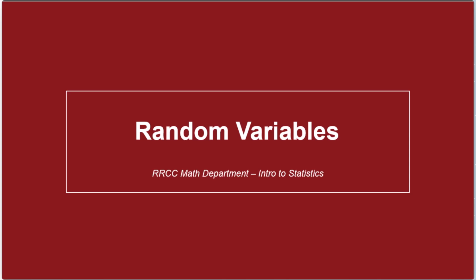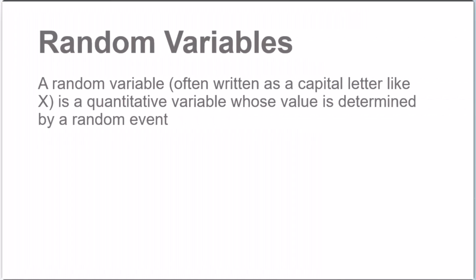Hey everyone, in this video we're looking at random variables. A random variable is a quantitative variable, so it has numerical values, whose value is determined by some kind of random event. We often write these with a capital letter like X, Y, or Z.